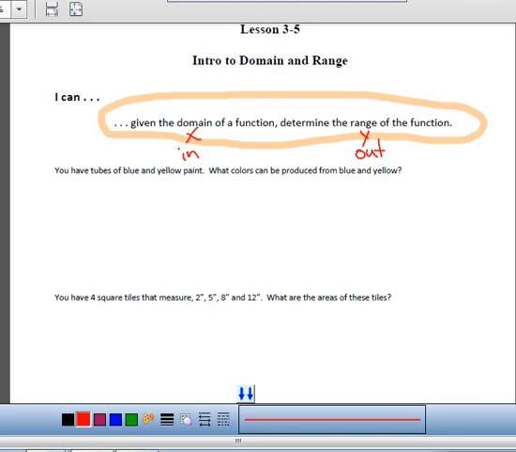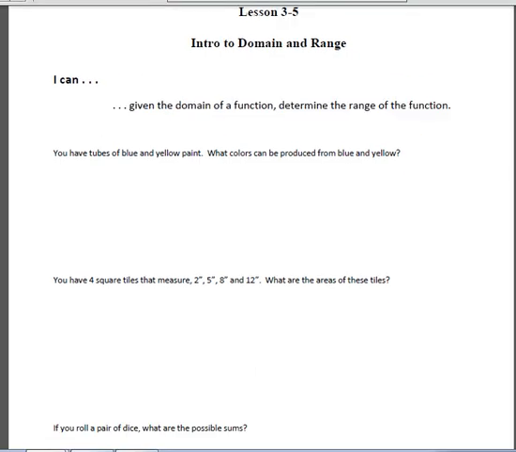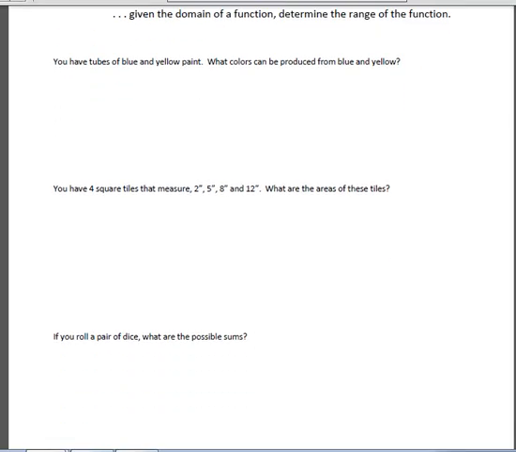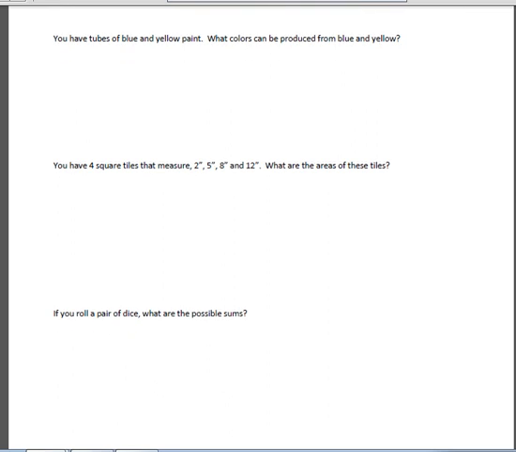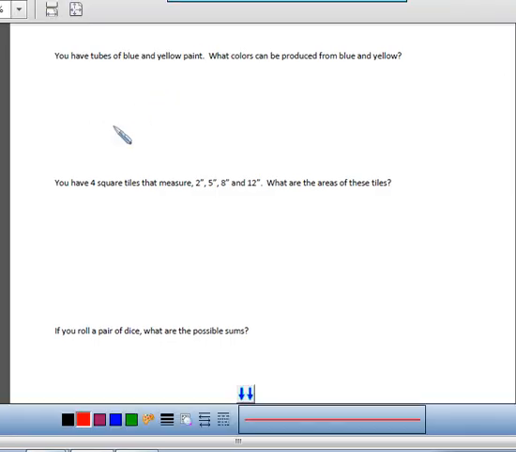Let's go ahead and get started. So the first one is, you have tubes of blue and yellow paint. What colors can be produced from blue and yellow? Alright, so let's talk about this one. We're actually going to do this one together.